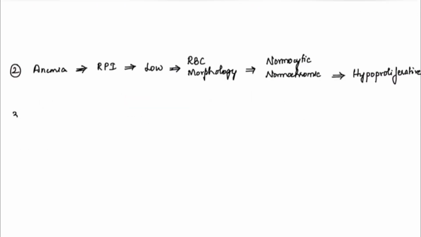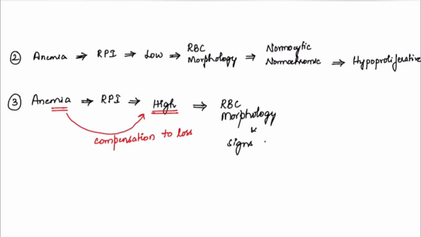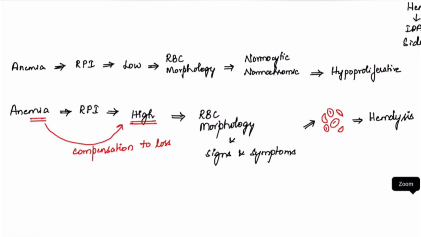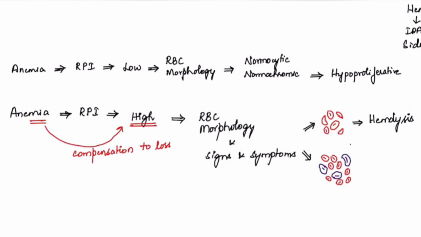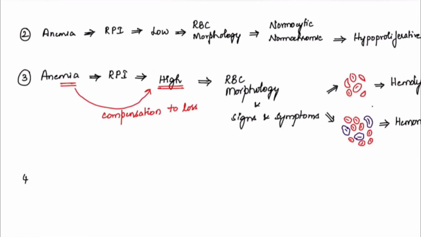Okay. The third patient showed anemia. The reticulocyte production index was done and that is high. That indicates anemia with more number of reticulocyte production indicates compensation to loss. Now again look at the RBC morphology and also the signs and symptoms. Now if the morphology showed fragmented RBCs, that indicates hemolysis, and if the smear showed polychromatophilic macrocytes, that indicates hemorrhage. So compensation to hemorrhage.